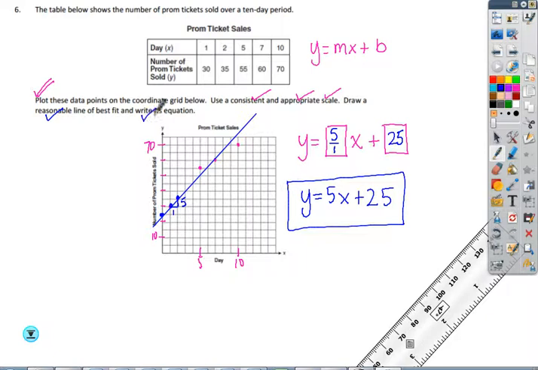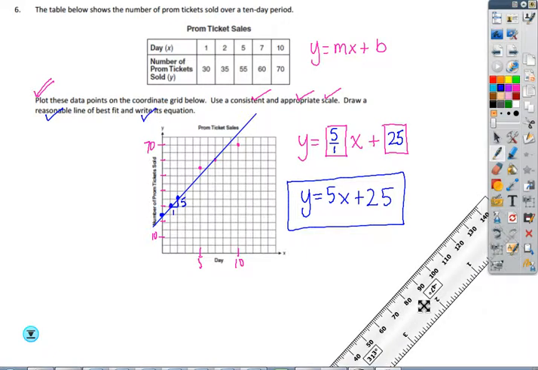So I've done every part of this question and received full credit. Try these questions out on your own. Good luck.